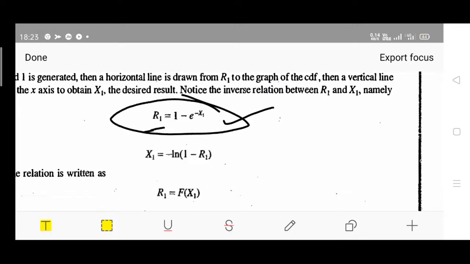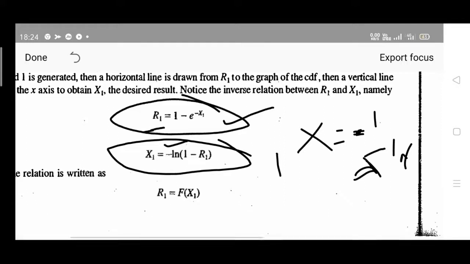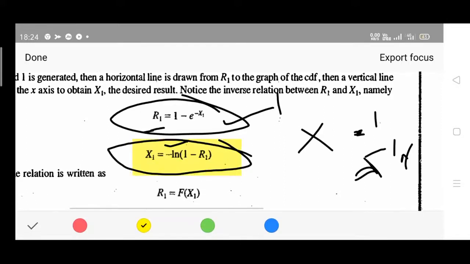Whereas x1, the value of x is minus 1 by lambda into log to the base e, that is ln of 1 minus r, isn't it? So minus 1 by lambda, just observe here what will happen. Substitute value for lambda. What is the value of lambda? Lambda value is 1, that's why minus 1 by 1 you will get. So minus remains, which you can see here. If you want, I'll highlight. Okay, so minus ln remains into 1 minus r1 as it is.